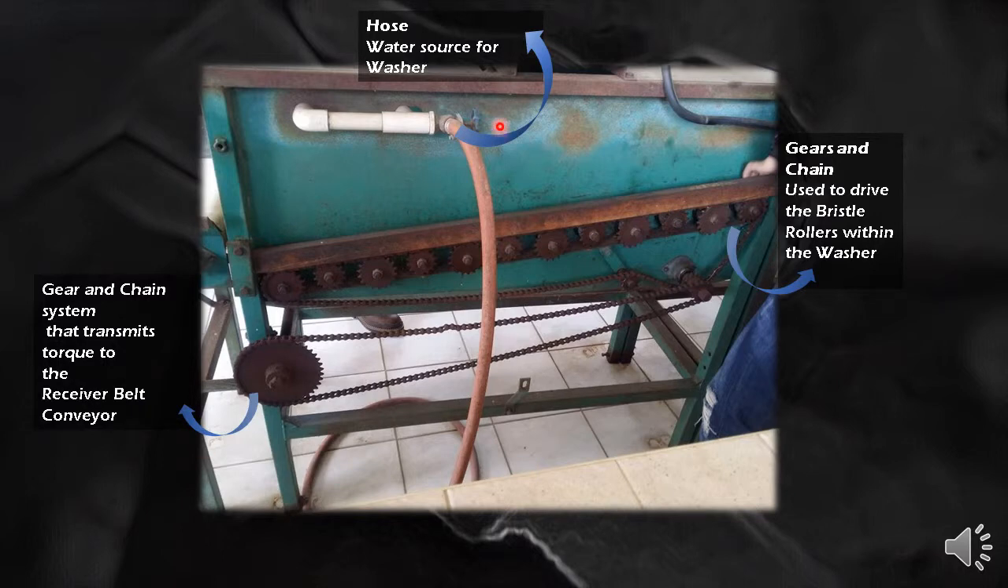So here we have the hose for the washer. It provides the water for the sprinklers in the washer to wash the produce, and the water comes from the local water supply at the fuel station. Over here we have a chain system, and it's connected to this large gear which drives the drive shaft of the conveyor, which we talked about previously.